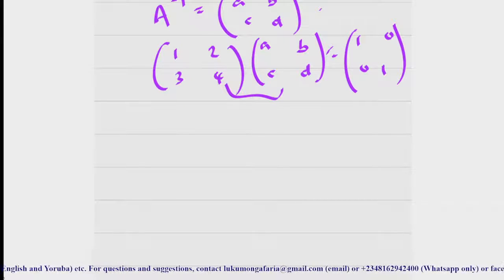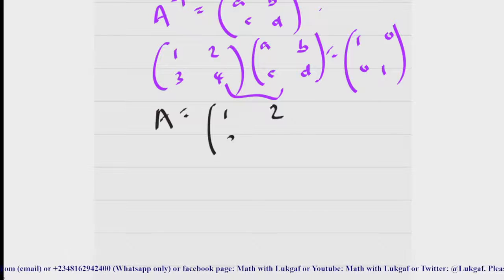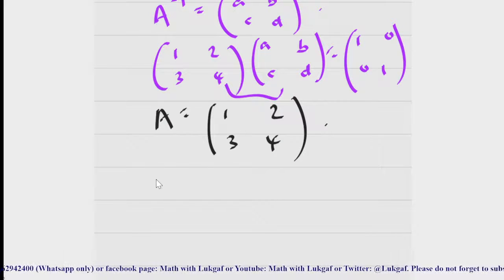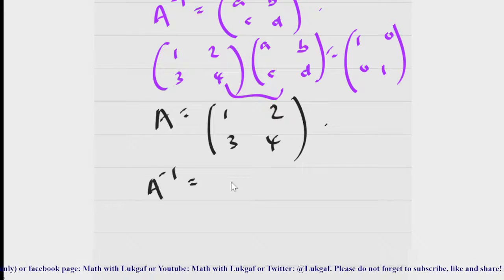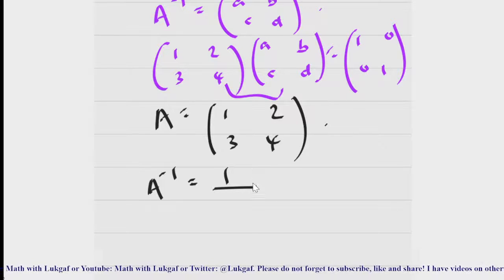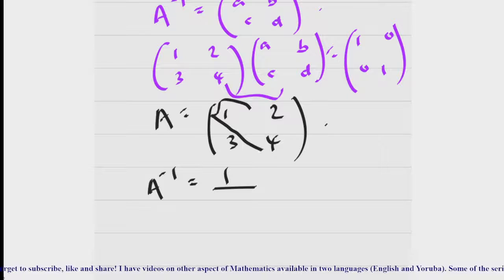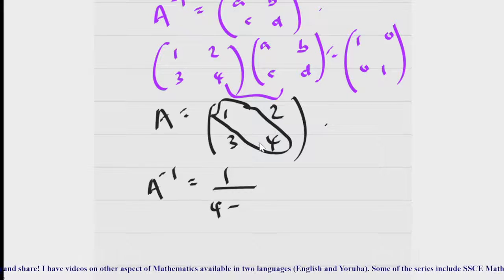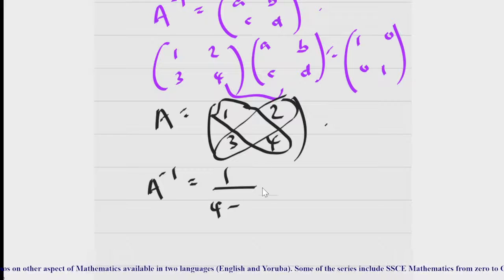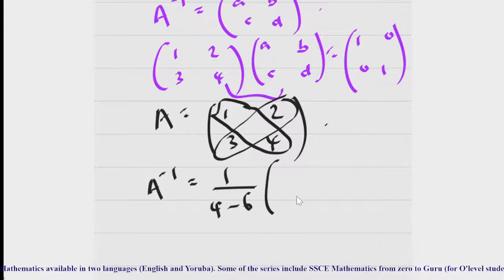But if you don't want to use this long method, I have a quicker method I'm going to explain to you now, which is very cheap and very easy to know. Suppose I have my A again to be 1, 2, 3, 4, and I want to find the inverse of A, then you don't need to stress yourself. Just write 1 divided by the determinant of A, put at the denominator. To find the determinant of A, you multiply the elements along the leading diagonal. That is 1 multiplied by 4, which gives 4, minus the elements in the second diagonal, 2 times 3, that will give you 6. Then after that, you now have a matrix.